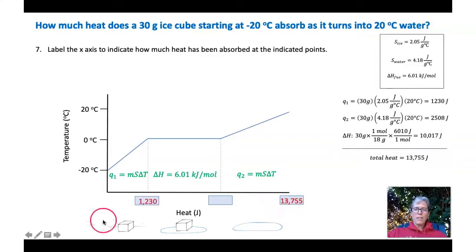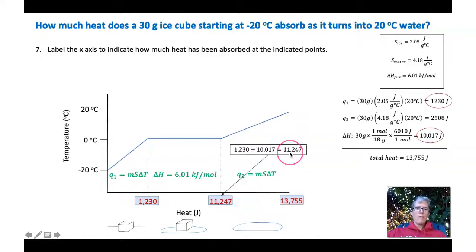The first box is the amount of energy it takes to warm the liquid, which is this number. The middle box is a little bit different because this box is not just this 1017, it's the 1017 plus the 1230. Okay, and we get 11,247. Okay, put away your calculator.